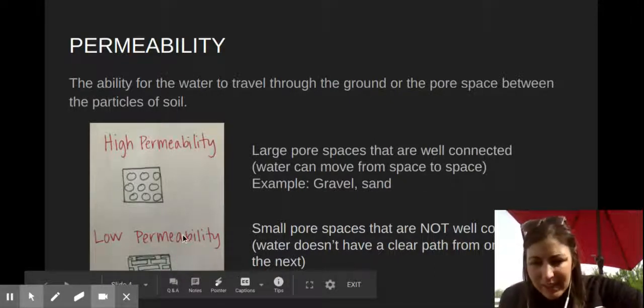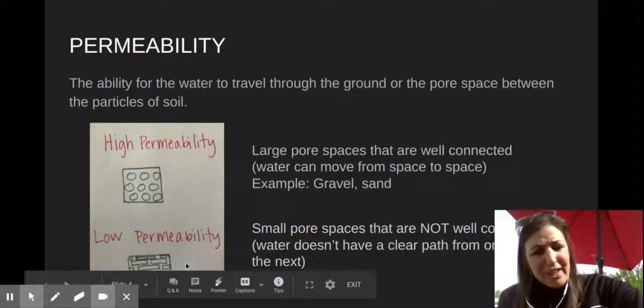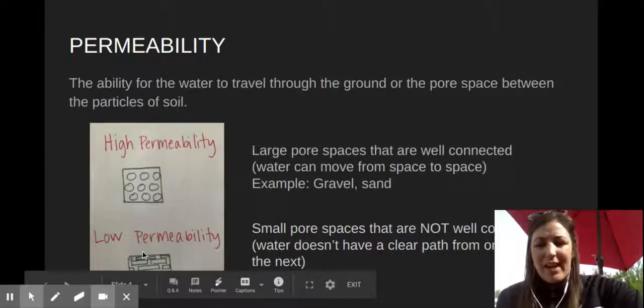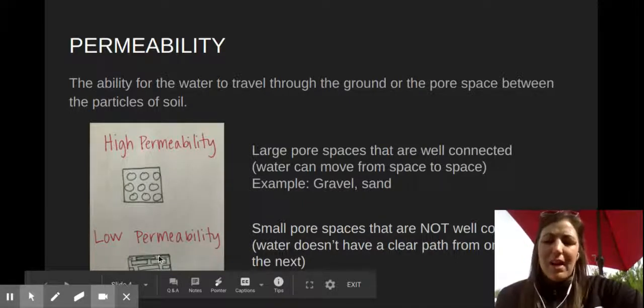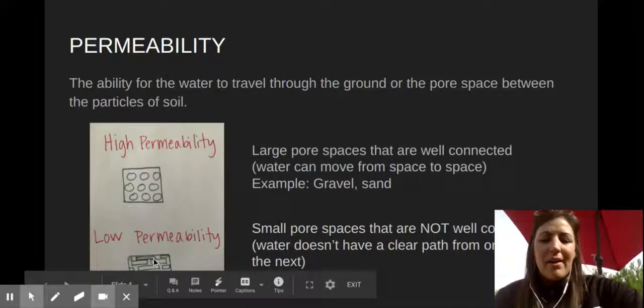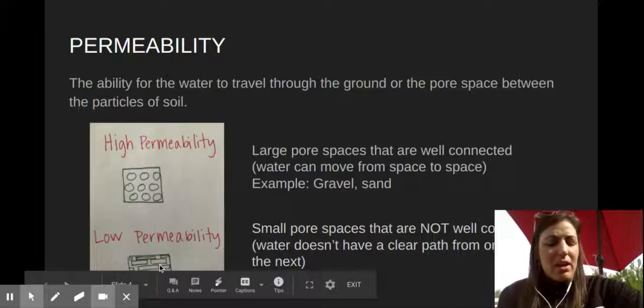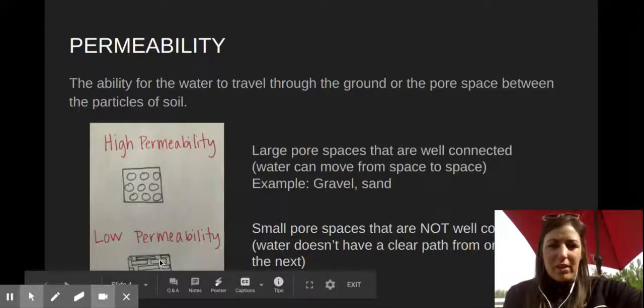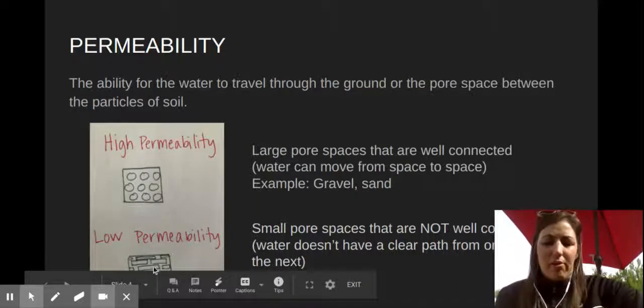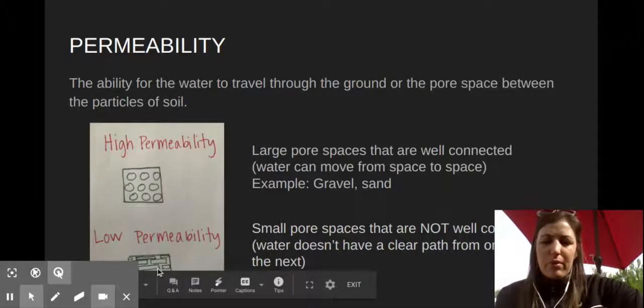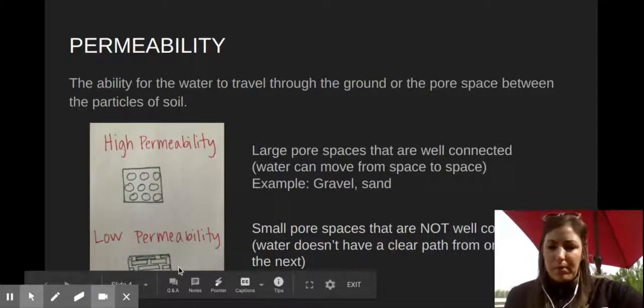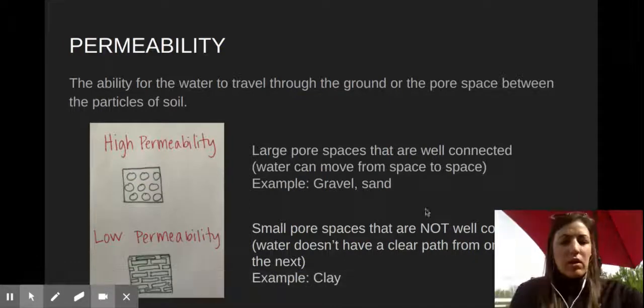So that's here, and you can see these are more flat and square shaped. This is similar to clay, where they're flatter pieces and they stack up and they don't actually allow a clear path. They're not well connected. So water that travels through here might get stuck and get trapped in and not be able to flow as quickly and easily. It might take a lot longer for water to travel through this type of soil. And so that would be a low permeability soil.